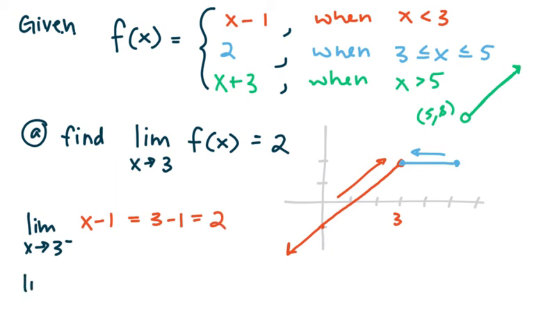Let's look at the limit on the right. So that's the limit as x approaches 3 from the right. Approaching 3 from the right, our piecewise intervals let us know that that's going to be the constant function 2. And of course, we know the limit of a constant is the constant. And what you see here is that the limit from the left and the limit from the right are the same. Therefore, the limit is 2.